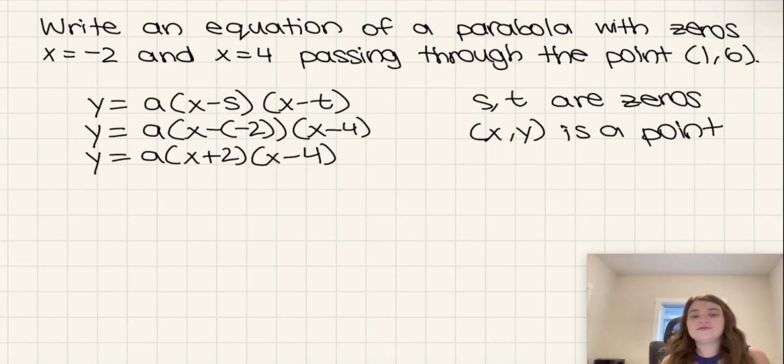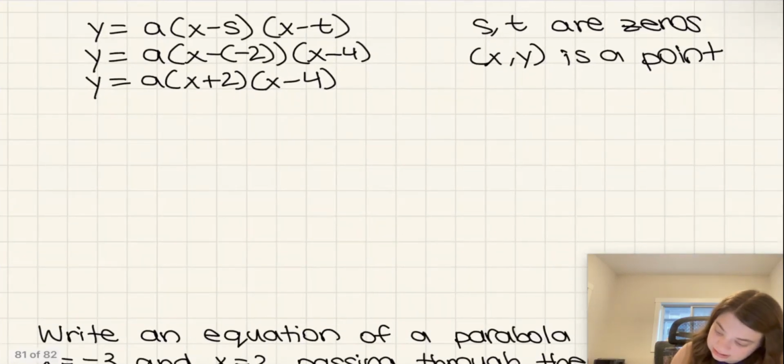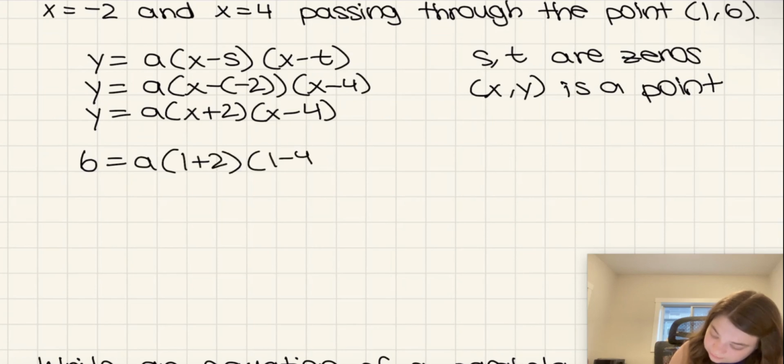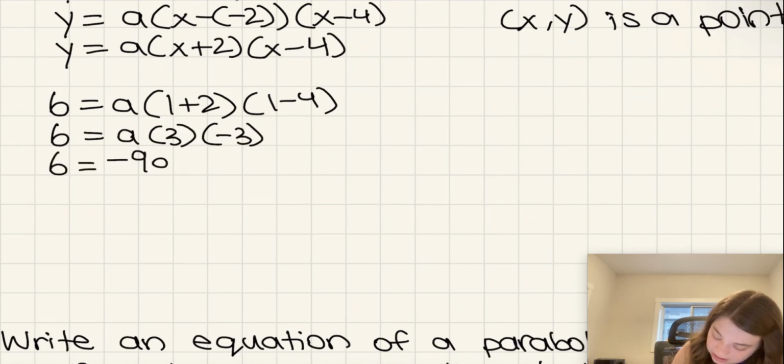So essentially, we need to find the a value of that parabola. I'm going to plug in (1, 6) in my next step and solve for a to get the final answer. Okay, so since (1, 6) is our point, that means 6 is equal to a times (1 plus 2) times (1 minus 4). That means that 6 is equal to a times 3 times -3. That means 6 is equal to -9a.